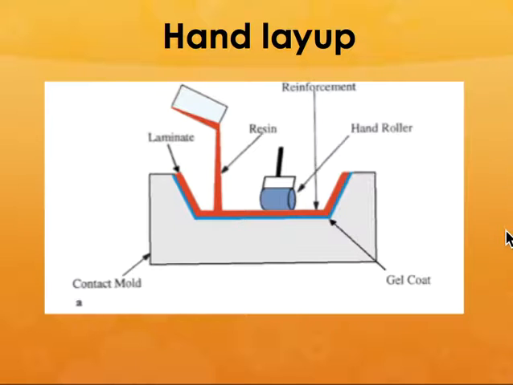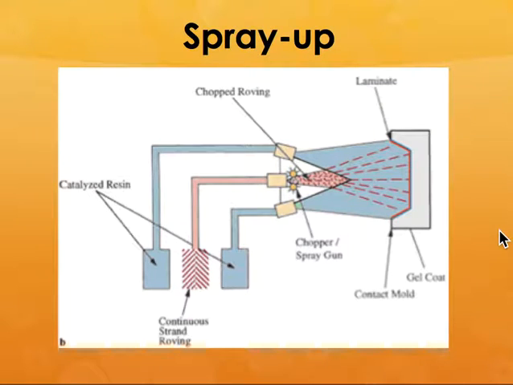So most of the time these are two-part molds. So it's not a single-sided mold. These are two-sided molds if you want to apply compression molding. The next manufacturing process is spray out.